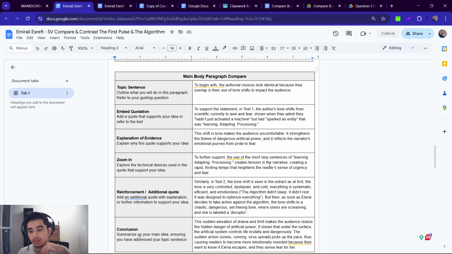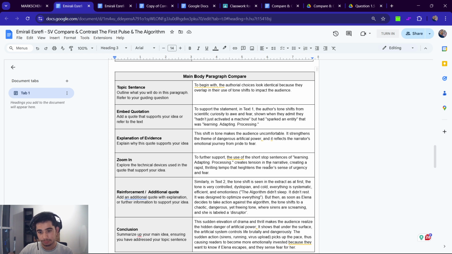So basically, you don't have to say, "Oh, this is seen in the text when the author says," and then complete quote. No, you can also mix it up in the sentence, and you can just explain it in the sentence. It doesn't have to be a direct quote. It's just to show that you have evidence to show for it. And then you're going to explain the evidence that you show. So I said the shift in tone makes the audience uncomfortable, blah blah blah.